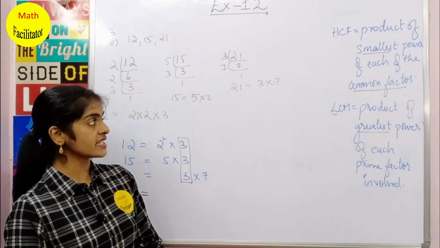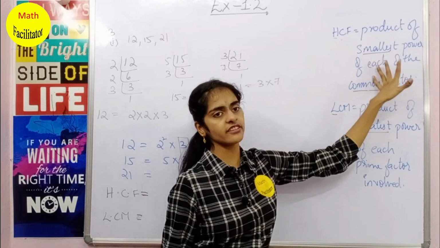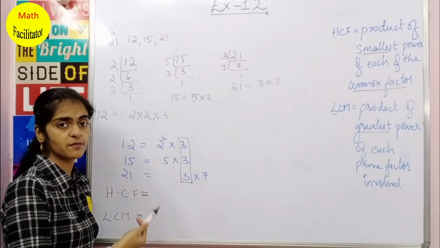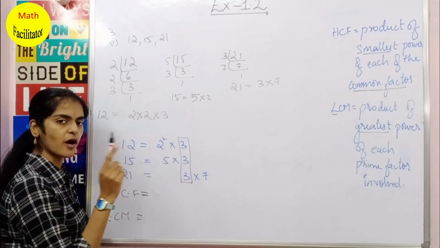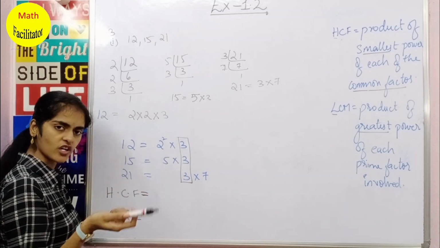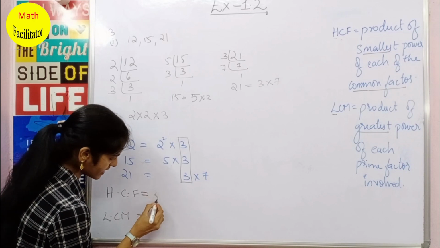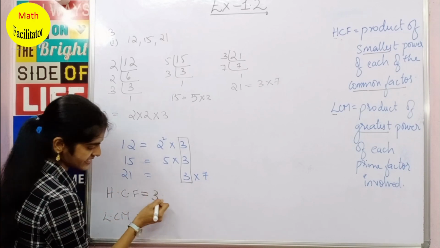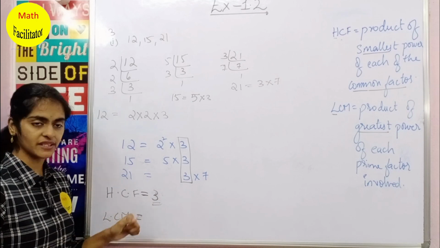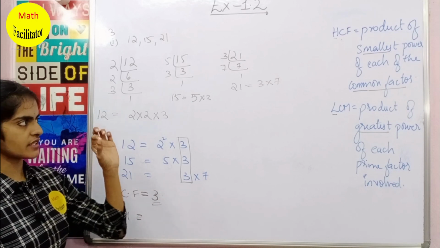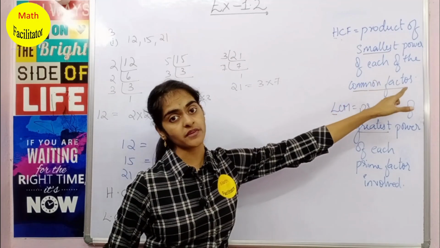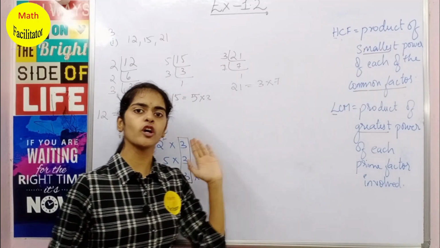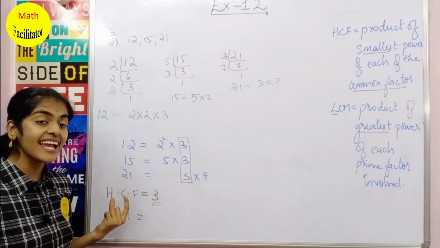Now the next point is, you will take the smallest power of each of the common factors. 3 is the common factor, and what is the smallest power? In each case 3 has power 1. So the smallest power is 3 power 1, and you will take 3 power 1 as the answer. So 3 is the HCF, since 3 power 1 is nothing but 3. Understood? The very important point is, you consider the common factor, and out of the common factors, you take the smallest power. This is for HCF.